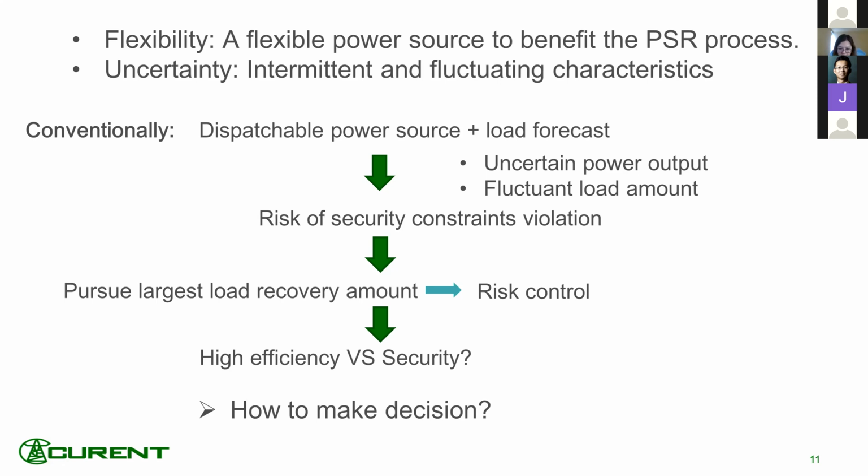So our objective may change here from just pursuing the largest load recovery amount to considering a kind of risk control. Under this condition, on one hand, we want to use the RES to improve the efficiency of the load restoration process, because they will definitely bring more available power supply for us. However, on the other hand, they have some uncertainty problems that lead to security problems. So how could we make decisions under these conditions?